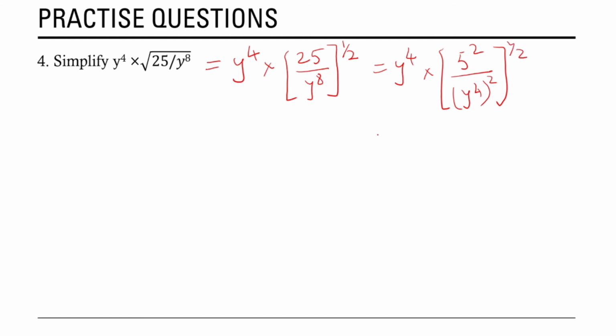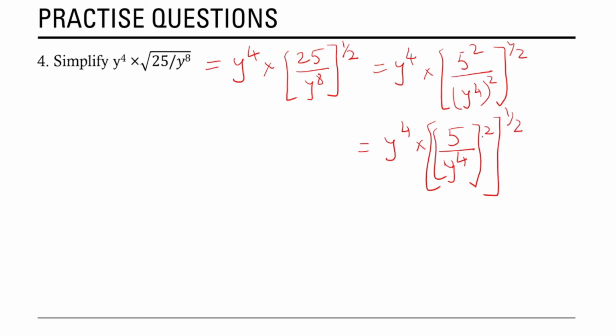This one, the whole raised to half. So this is equal to y raised to 4 into, we know that here we have 5 square divided by y raised to 4 the whole square. So we can write this as 5 divided by y raised to 4, the whole square, the whole raised to half. So these two get cancelled, we get y raised to 4 into 5 divided by y raised to 4.